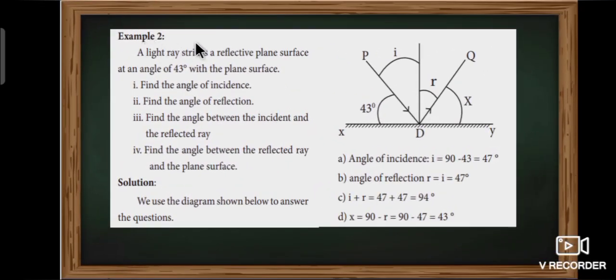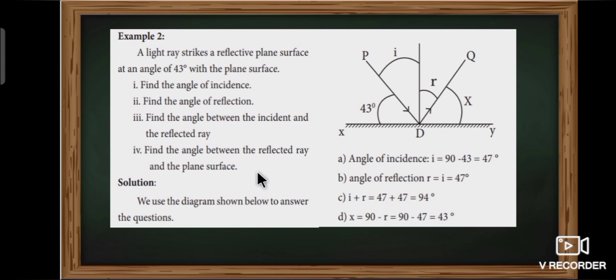Let's see the second example. A light ray strikes a reflective plane surface at an angle of 43 degrees with the plane surface. First question, find the angle of incidence. Second question, find the angle of reflection. Third question, find the angle between the incident and the reflected ray. Fourth question, find the angle between the reflected ray and the plane surface.